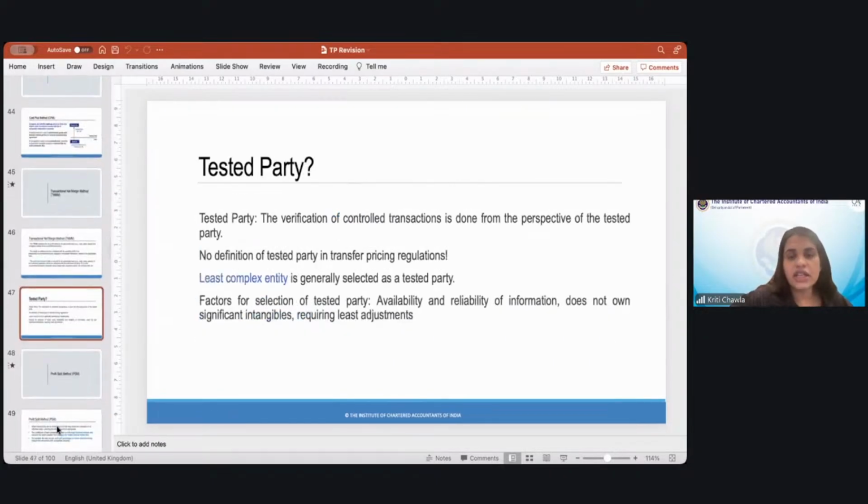Now, under the transactional net margin method, there is a concept which is called as the tested party. The tested party is basically the party for which you are calculating the profitability, in case of TNMM. Now, there is no definition of tested party out there, but it's only the least complex entity which is considered as the tested party. Now, how will you see which is the least complex entity? Well, the least complex entity is the one which does not have intangibles, which does not require adjustments, for which data is readily available, information, financials, these are readily available. That is the tested party.